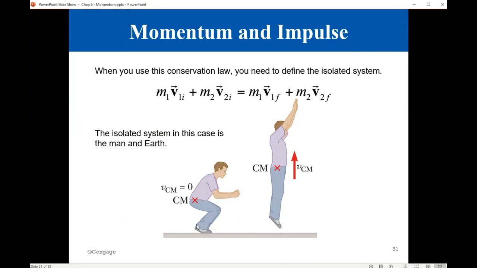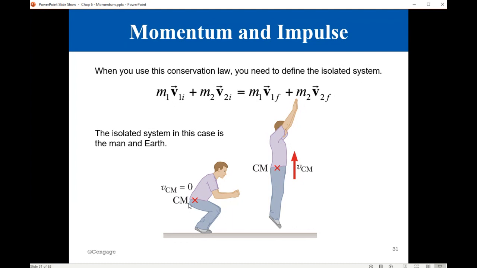Before you jump, the center of mass was at rest. So when you jump, the center of mass is moving up now with some velocity. So you may say, well, is this a violation of the conservation of momentum principle? How come? After the jump, there is a momentum. Before the jump, there was no momentum. So are we violating the conservation of momentum principle?